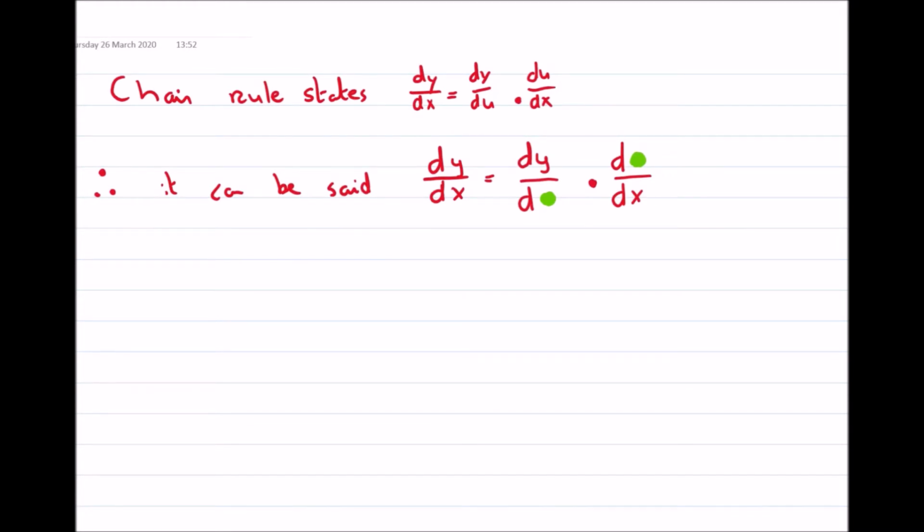Let's concentrate on this for a second. Chain rule states that dy/dx equals dy/du multiplied by du/dx. Well, similarly then, I can say this: dy/dx is dy/d(anything) multiplied by d(anything)/dx. So as long as I have the same thing here and here, then all of this will equal this. I can use that to find a rate of change that I haven't been given.